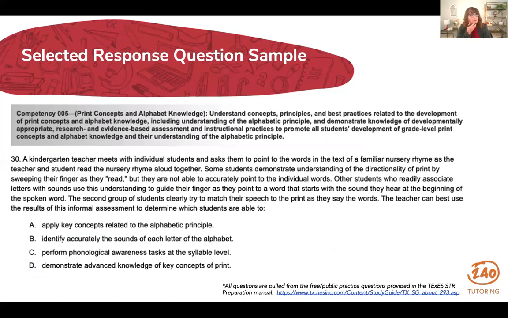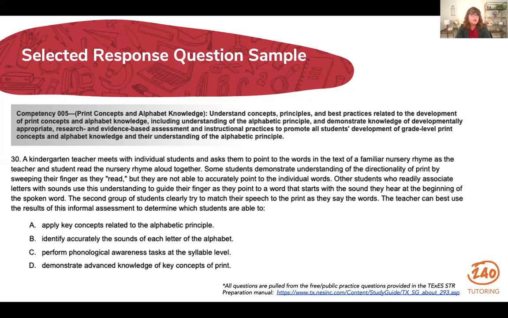This one's from Competency 5, looking at print concepts and alphabet knowledge. And it says, a kindergarten teacher meets with individual students and asks them to point to the words in the text of a familiar nursery rhyme as the teacher and student read the nursery rhyme aloud together. So picture kindergarten, they're one at a time. She's asking students to point as they read aloud together.